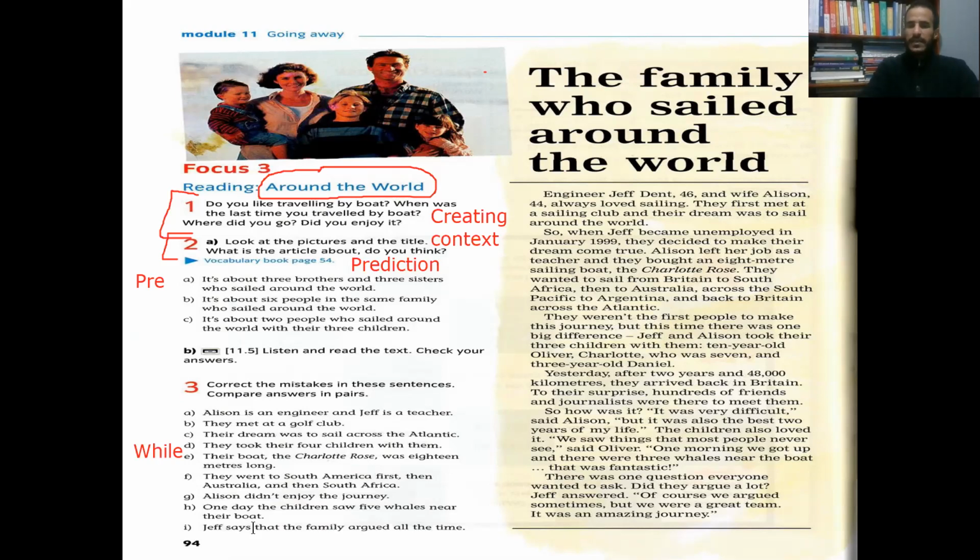Remember summary, description, agree, disagree, etc. So 5 minutes. You can think of an activity for your students as a post reading task. Okay, is it clear? So what should you do? Create a post reading activity for the students. Good. 5 minutes.